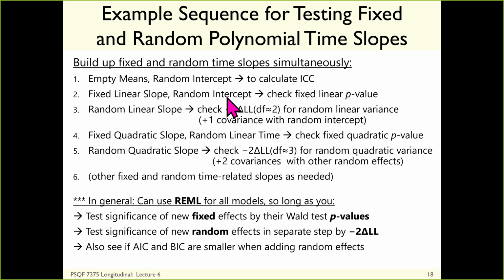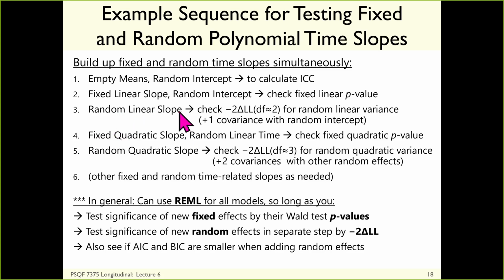All right, what's the next slide? Oh yeah, orders. So here's the process by which I would recommend going through step by step to see what level you need to maintain in terms of your complexity. So we did this in example 6, started with empty means random intercept. Then we do fixed linear time slope. We can directly check the p-value that shows up for it because it's a fixed effect.